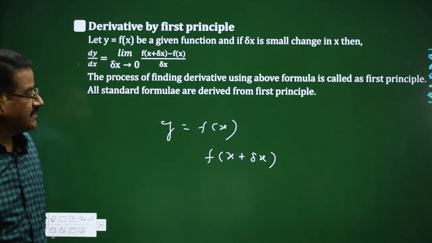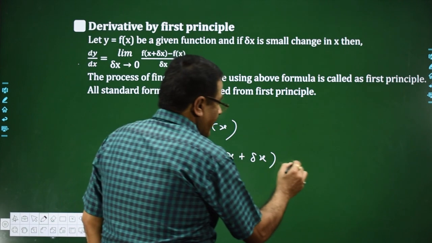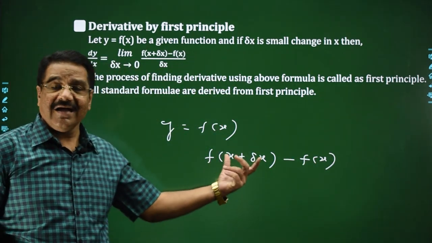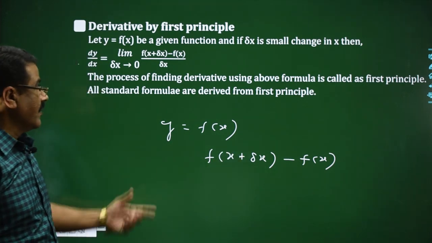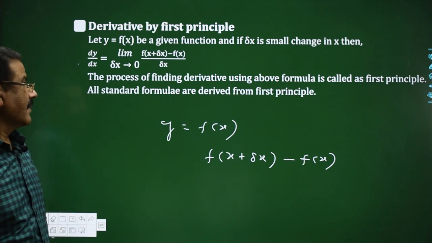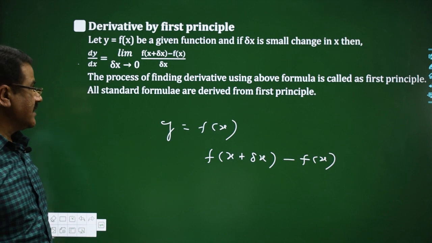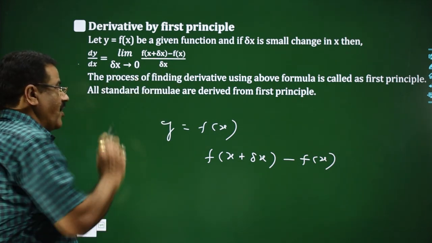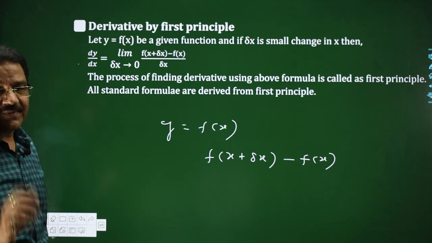So this is an incremental value, and if you subtract the original value from this, we get the difference between the incremental value and the original value. That itself is called delta y, as you have seen earlier. Then in this case, the limit as delta x tends to 0 of f of x plus delta x minus f(x), upon delta x. So this is the formula called the first principle.